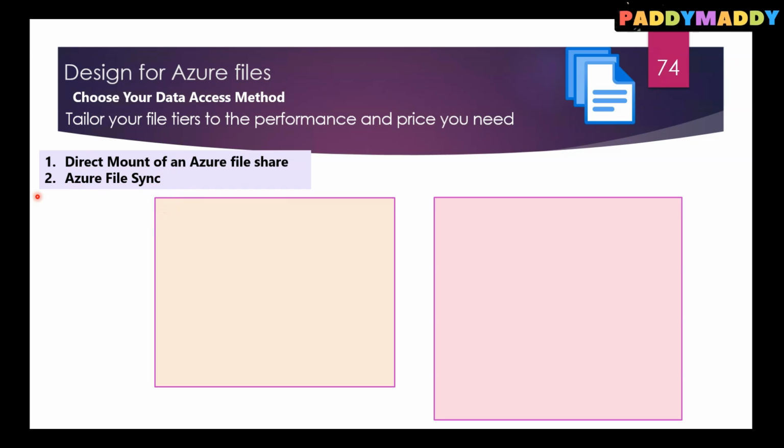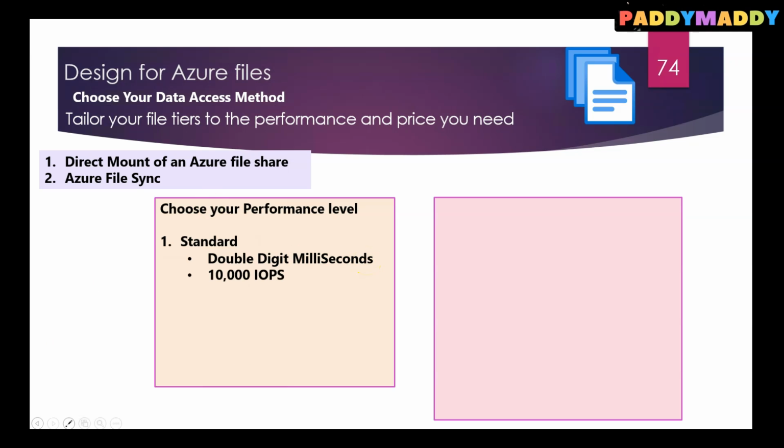Now let's have a look at the performance levels. Definitely performance matters here. For example, the performance options available are standard and premium. Let's talk about the standard first. It's going to offer you double-digit millisecond latency, and in the standard performance layer, you can get 10,000 IOPS with a bandwidth of 300 Mbps.